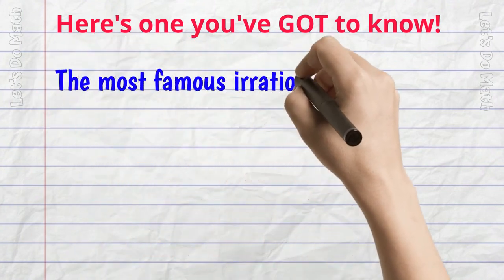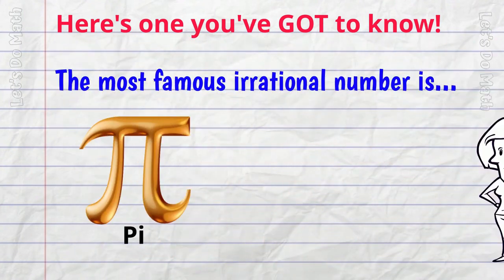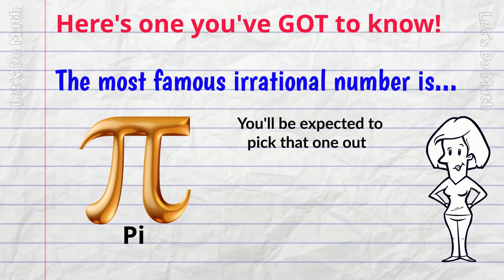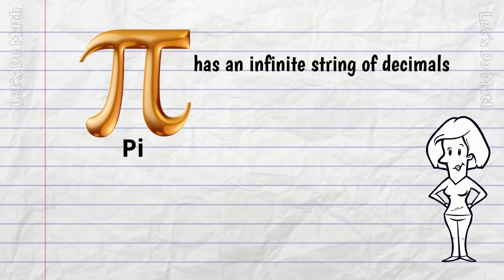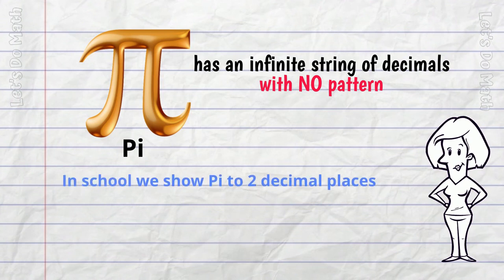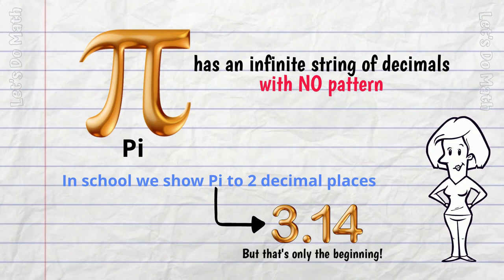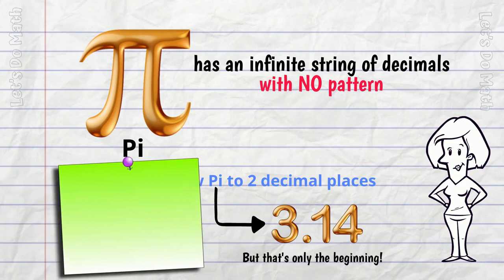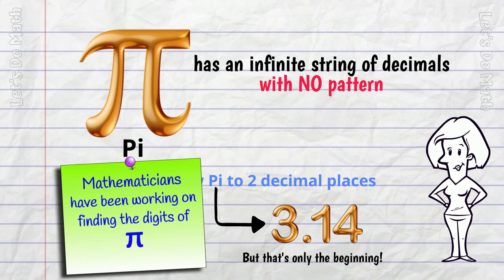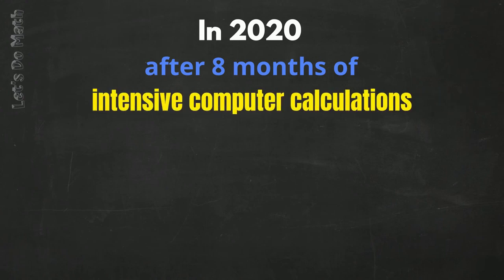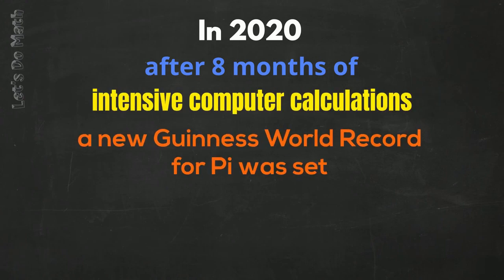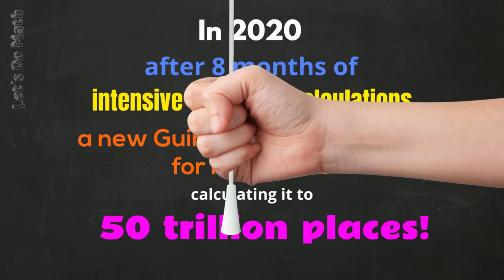And here's one you've got to know. The most famous irrational number is pi. I guarantee you'll be expected to pick that one out as an irrational number and say why. Pi has an infinite string of decimals with no pattern. In school, we show pi to 2 decimal places as 3.14, but that is only the beginning. Mathematicians have been working on finding digits of pi for years, and get this, in 2020, after 8 months of intensive computer calculations, a new Guinness World Record for pi was set, calculating it to 50 trillion places.